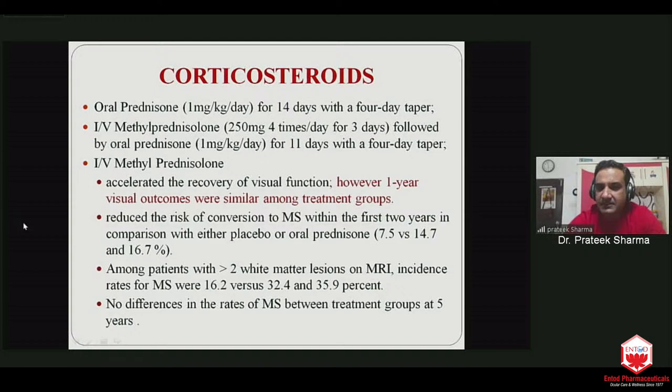So there was no difference in rates of MS between treatment groups at 5 years. Whatever steroid we are giving, we are reducing the chances of developing MS at 2 years, but otherwise at five years down the line, it may have the same rates.